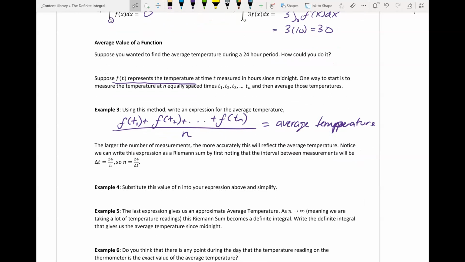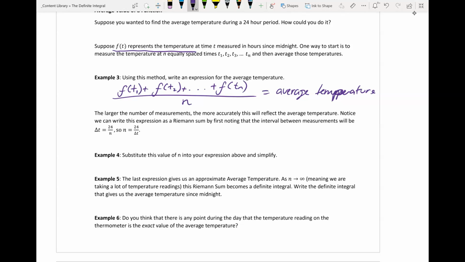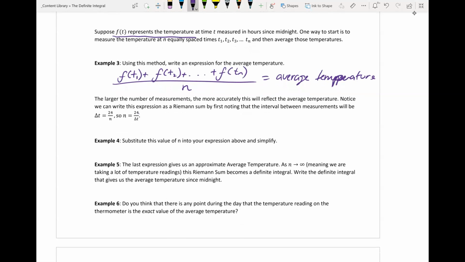All right. The larger the number of measurements, the more accurately this will reflect the average temperature. So if we have more of these different temperatures, you're going to have a better, more accurate average temperature. We can also write this as a Riemann sum, because we are summing up quite a few terms. And we can note that the interval between the measurements will be delta t, because that's our change in time. If we rearrange this, we're going to get n equals 24 over delta t. So we can substitute this n value into what we had in example 3.